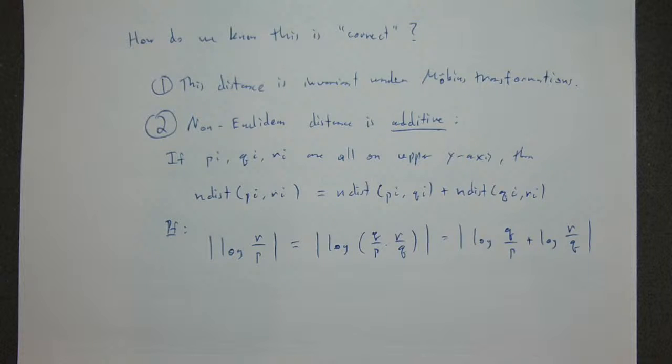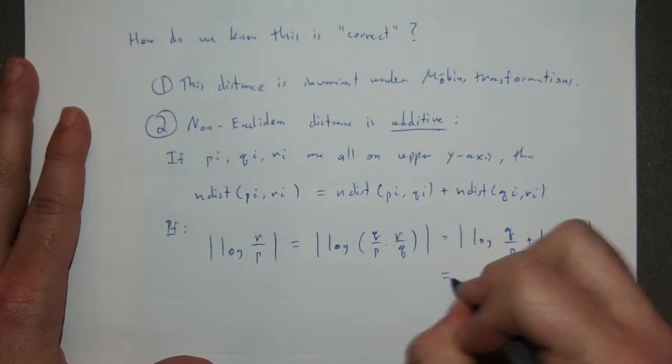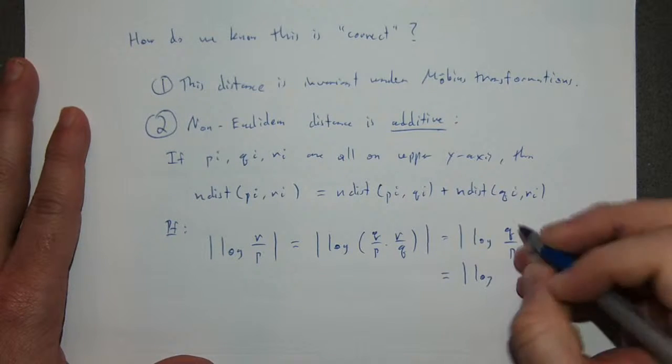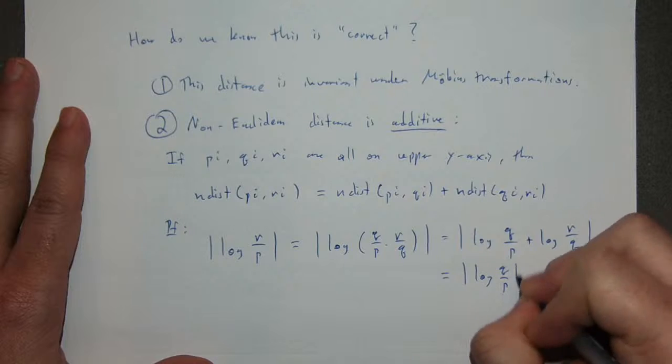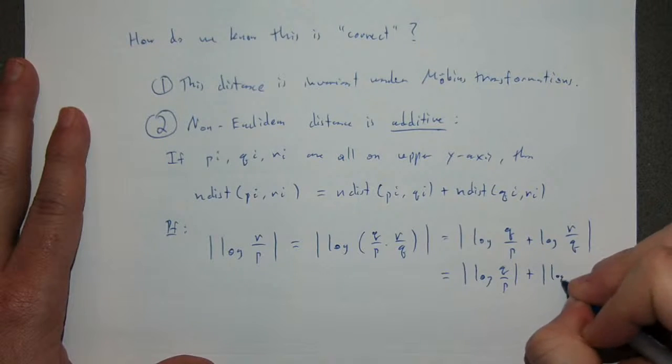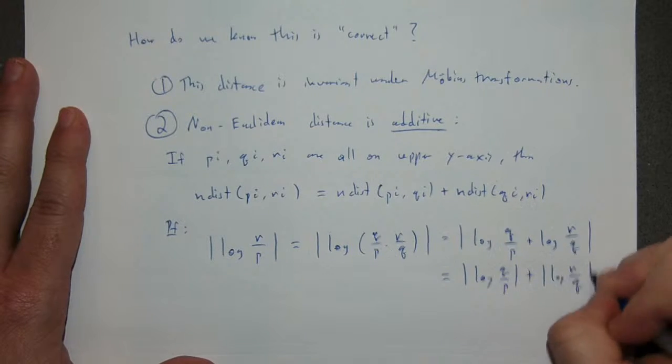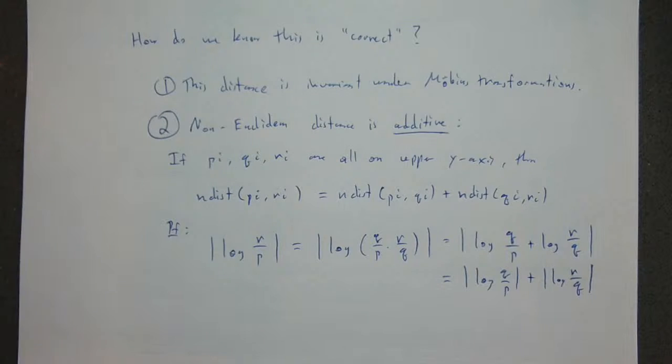Normally with absolute value there's an inequality I would slap here. So why can I say this is actually equal to the absolute value of log Q over P plus the absolute value of log R over Q? Okay, well, you can think about that. But this gives me exactly what I want, right?